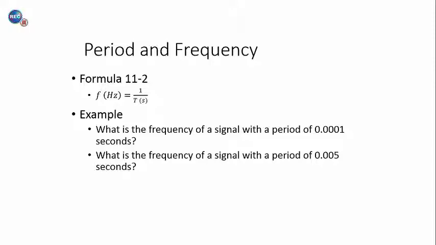And the second one here, what is the frequency of a signal with a period of 0.005? So again, I'll use my calculator. 1 divided by 0.005 is 200. And so the frequency will be 200 hertz if the period is 0.005 seconds.